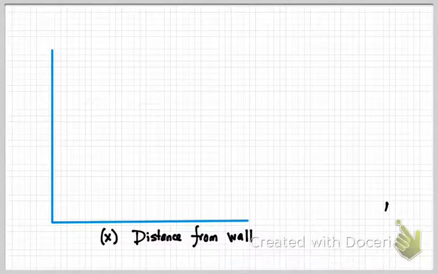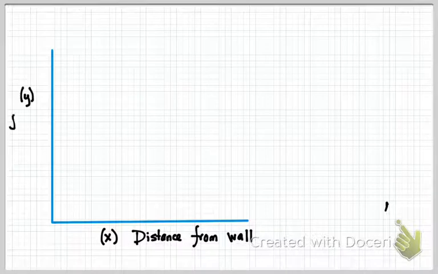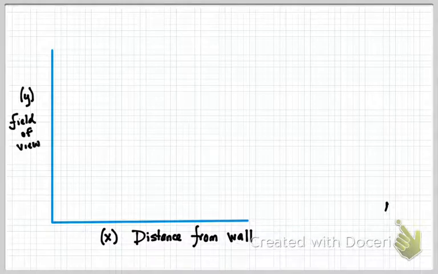And Jocelyn, what about my y-axis? Your field of view. Good. All right, so we have both axes labeled. Now, you learned a name for both of these yesterday, too. I think it was in the first problem.